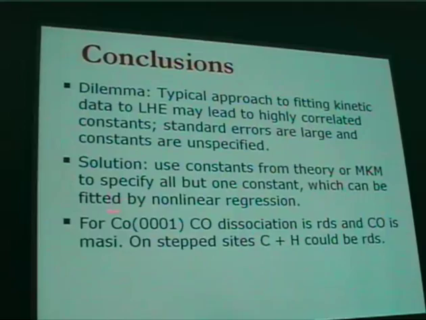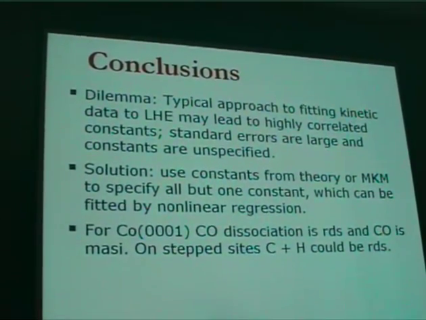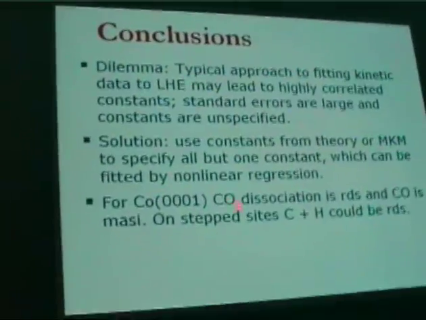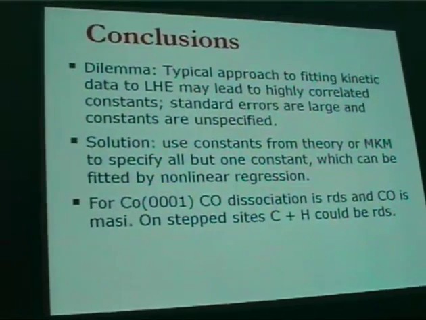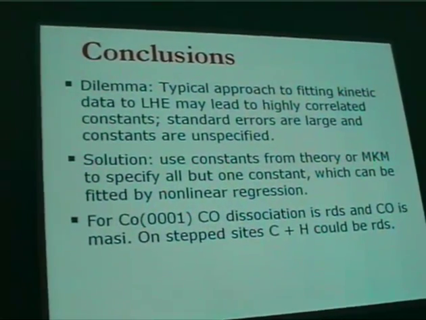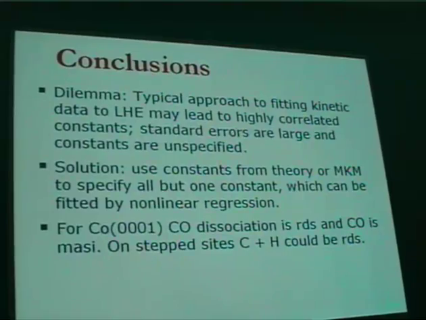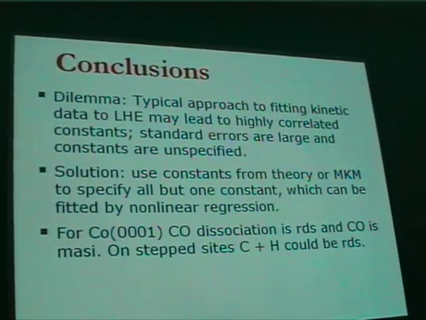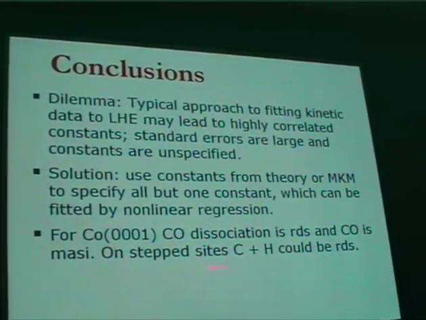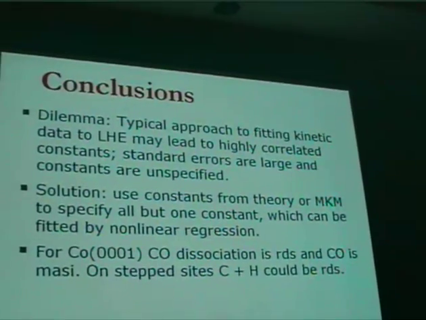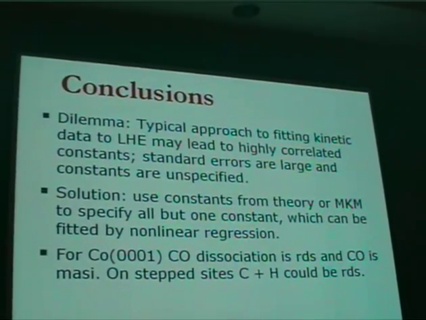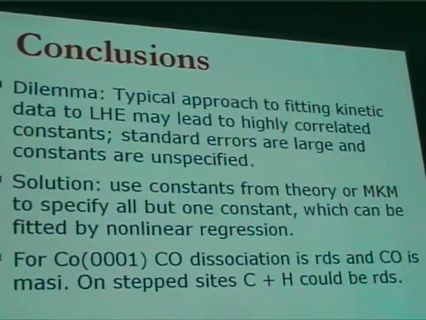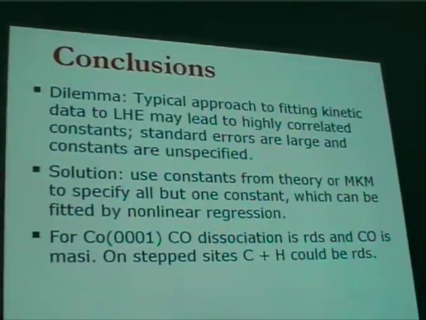And the other thing we learned by doing this is that for the cobalt 0001 surface, CO dissociation is rate determining and CO is MASI, whereas on a step surface, I would like to propose that maybe carbon plus hydrogen could be the rate determining step.